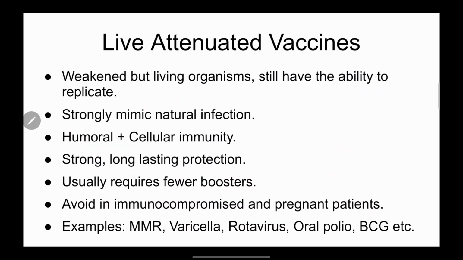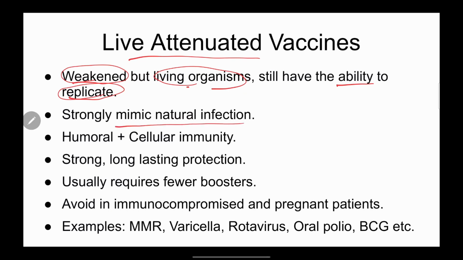So first, we have live attenuated vaccines. These are weakened but living organisms, right? They are weak, they cannot cause the infection, but they still are living, because they have the ability to replicate. Now, they strongly mimic the natural infection. The only thing is that they cannot cause an infection. Other than that, they have the ability to replicate, and they're just weakened to the point where they cannot cause any harm to the body.